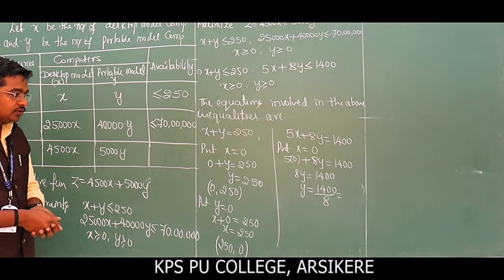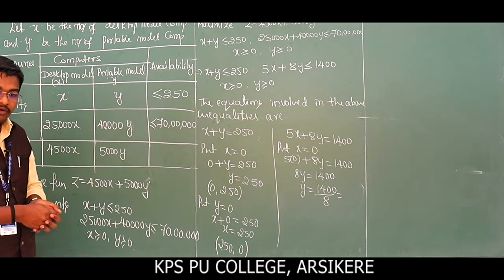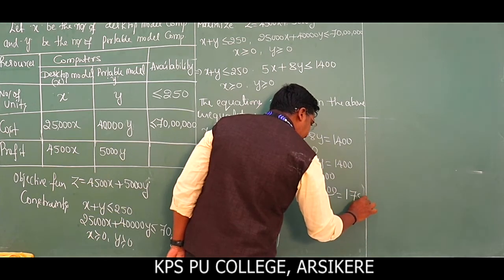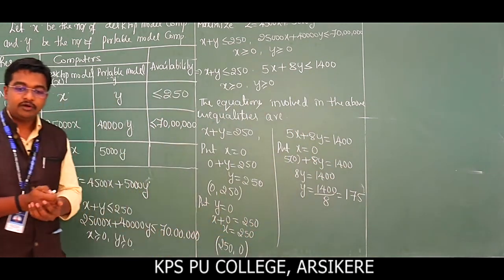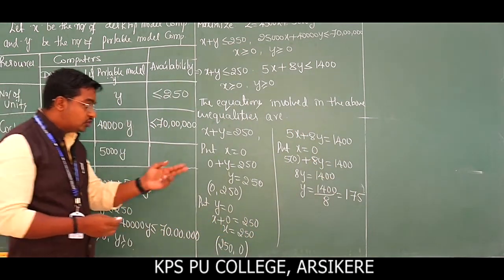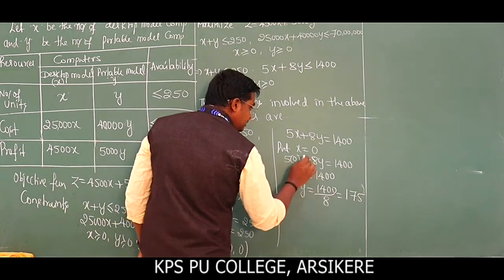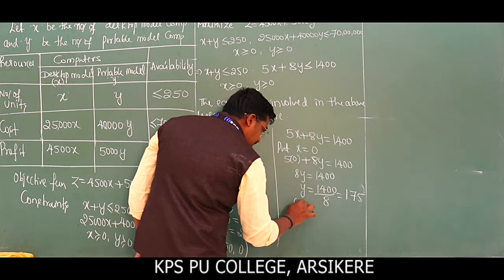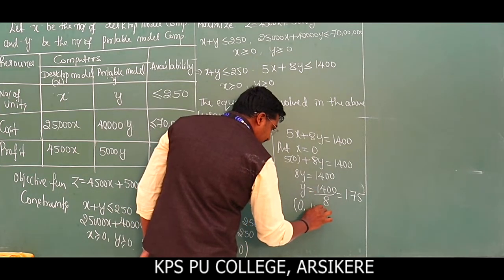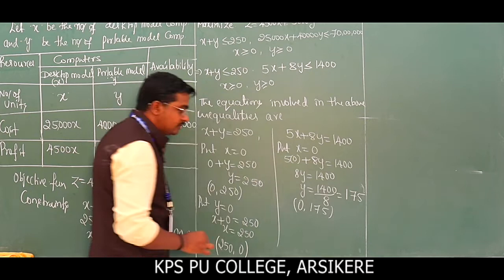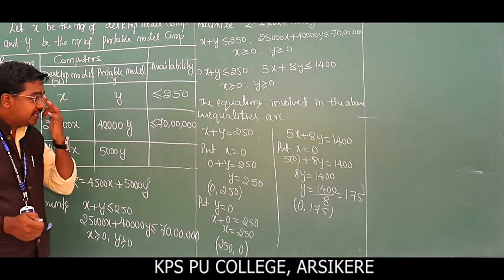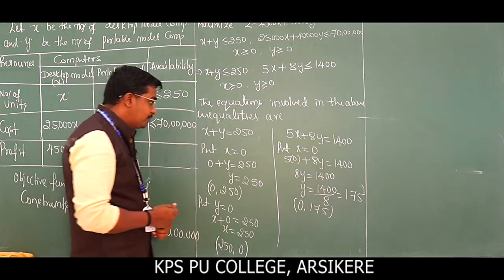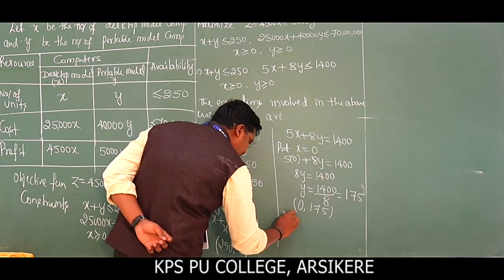When we divide 1400 by 8, we will get 175. So the point is (0, 175), where x is 0 and y is 175. This is a point on the y-axis for the equation 5x plus 8y is equal to 1400. Clear? Okay, next one. Put y is equal to 0.